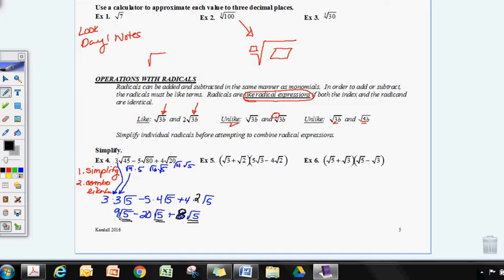So now back to this. 9 minus 20 is negative 11. Negative 11 and 8 makes negative 3 roots of 5. Sorry about the boo-boo, guys. Okay, that's adding and subtracting.